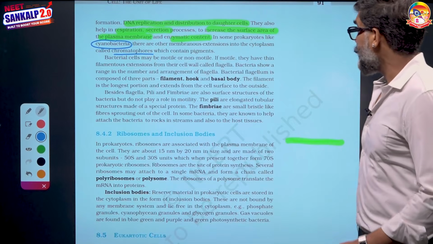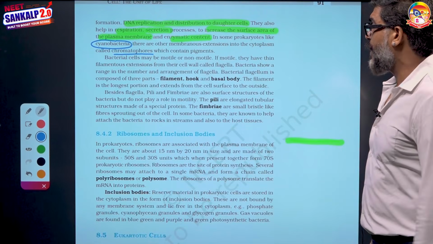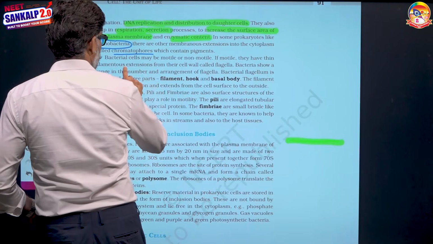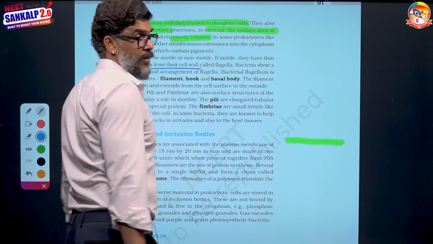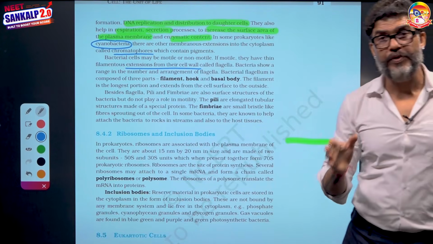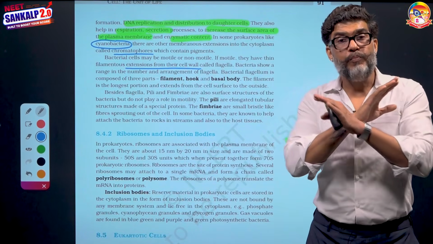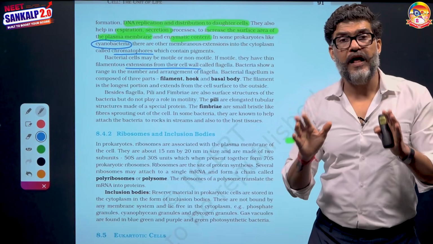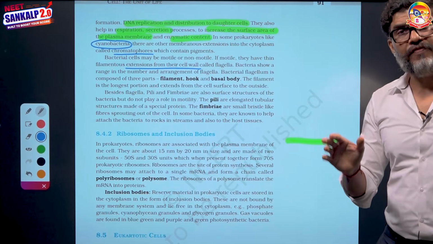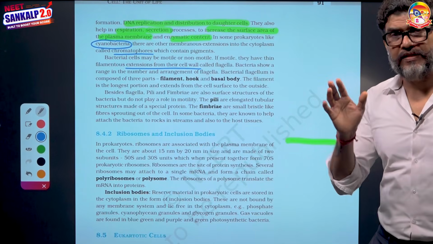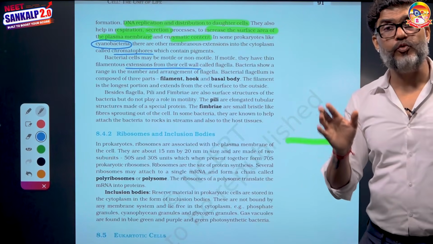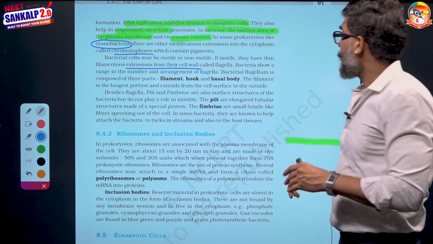If they are motile, they have filamentous extensions from their cell wall. So the bacterial flagellum is an extension of the cell wall. Why are bacterial flagella considered to be extensions of the cell wall? Because bacterial flagella do not remain covered with plasma membrane. So bacterial flagella are naked structures and they are considered to be extensions of the cell wall.